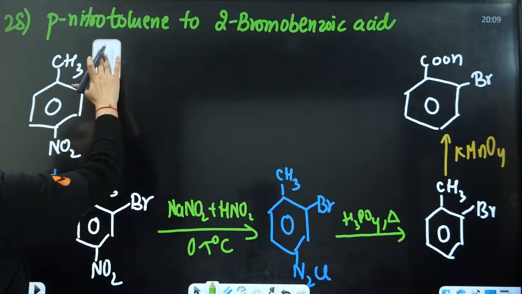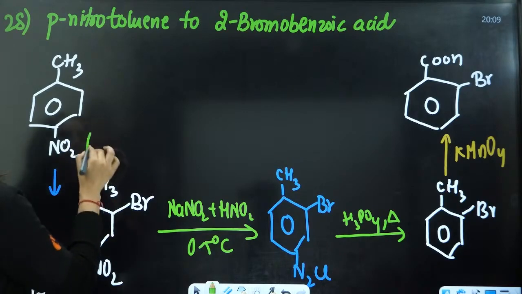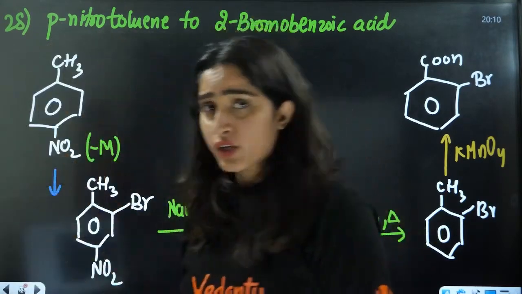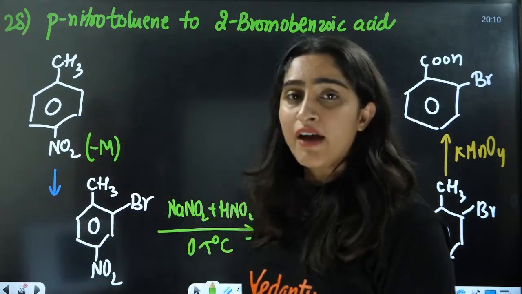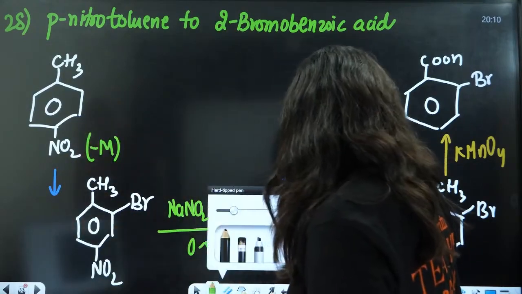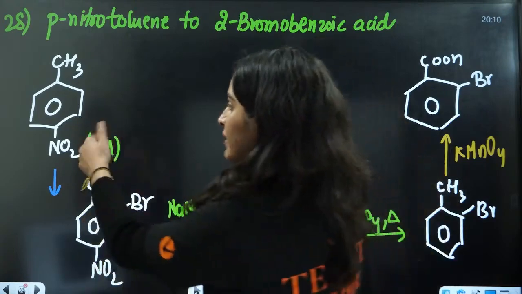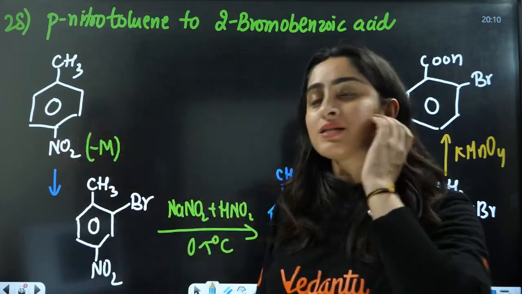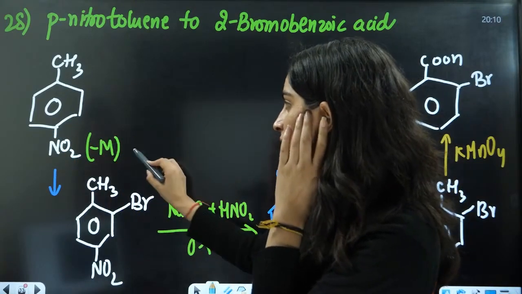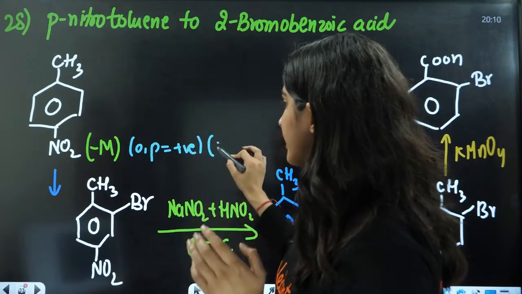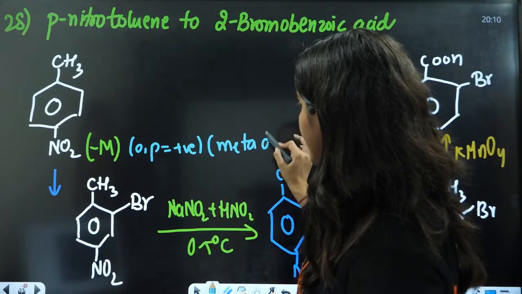Either way you will have this, okay? If we talk about the minus M effect of this, even then you will have that only. If you talk about the minus M group, this is minus electron withdrawing. Even in that case, minus M group means you will have ortho and para positive, right? That is going to be meta directing.